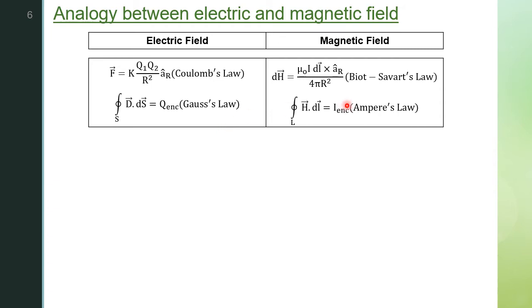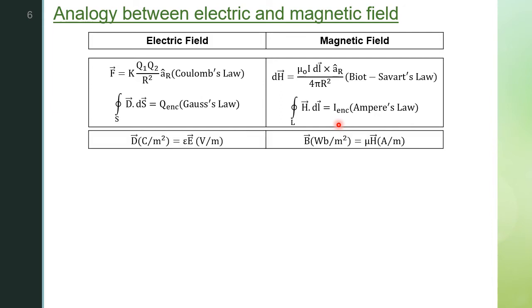And the corresponding magnetic equivalent law was Ampere's circuit law, which was given by closed integral H dot dl is equal to the current enclosed. Now, the electric flux density D is given by epsilon E, where E is the electric field intensity measured in volt per meter and flux density is measured in coulomb per meter square. And the corresponding magnetic equivalent is given by B equal to mu into H, where H is measured in ampere per meter and B is measured in Weber per meter square.